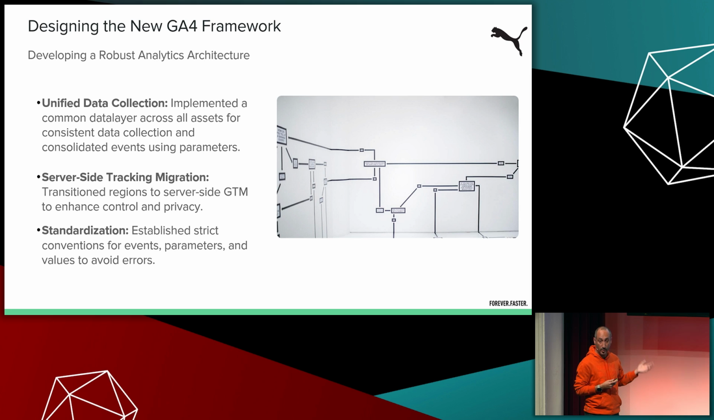And then we implemented server-side tracking. We migrated most of the regions to server-side GTM to enhance the control of data and the privacy. And then we established some standards, and these are really strict, for the event parameters and the values that they could have, to avoid errors. We always take care of this for all the regions. Of course, we did different behind-the-scenes work, like using APIs and others, but these are the main things that we created in the framework and the architecture.